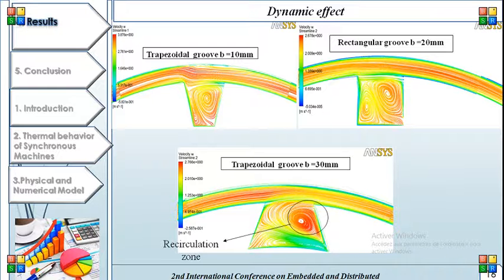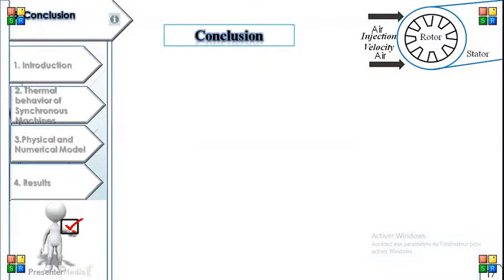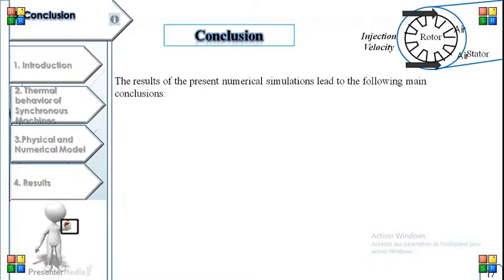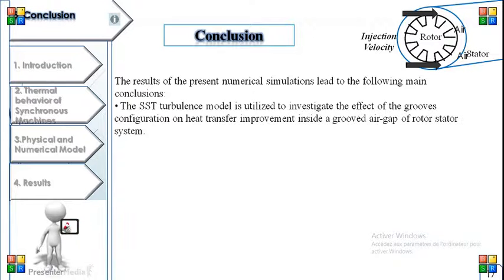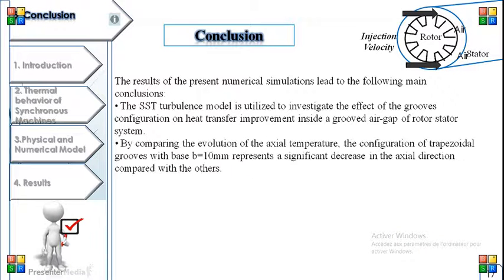Finally, let me sum up the main ideas. The results of the present numerical simulation lead to the following main conclusions. First, the SST turbulence model is utilized to investigate the effect of the groove configuration on heat transfer improvement inside a grooved air gap of a rotor-stator system. Second, by comparing the evolution of the axial temperature, the configuration of trapezoidal grooves with base b equal to 10 mm shows a significant decrease in temperature in the axial direction compared with the others.